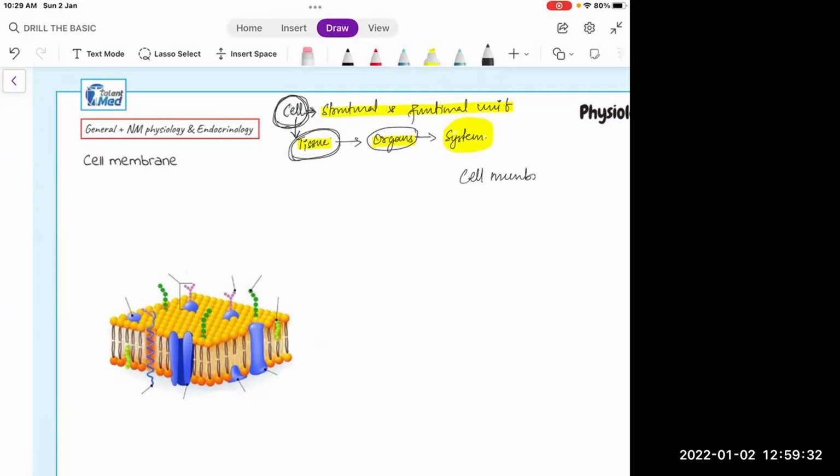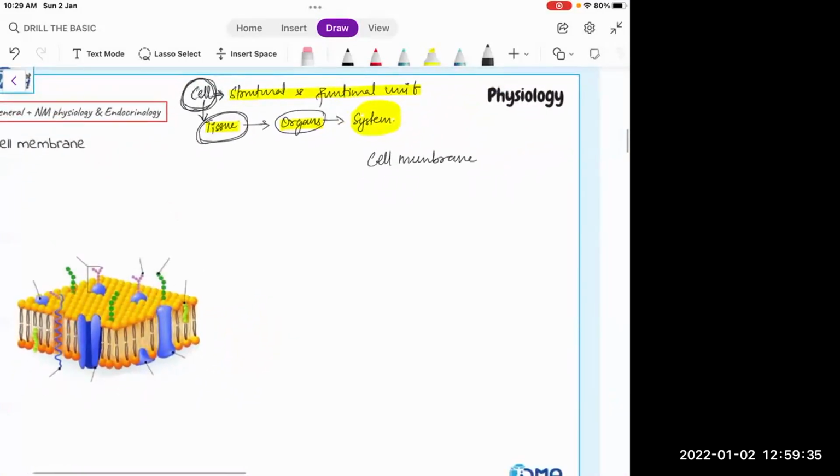When you talk about the cell membrane, you have first and foremost lipids and proteins, followed by carbohydrates. So lipids, proteins, and carbohydrates are the three major contents of the cell membrane. We will go on to the diagrammatic representation in a couple of minutes. First we will see what the cell membrane is made up of: lipids, proteins, and carbohydrates.